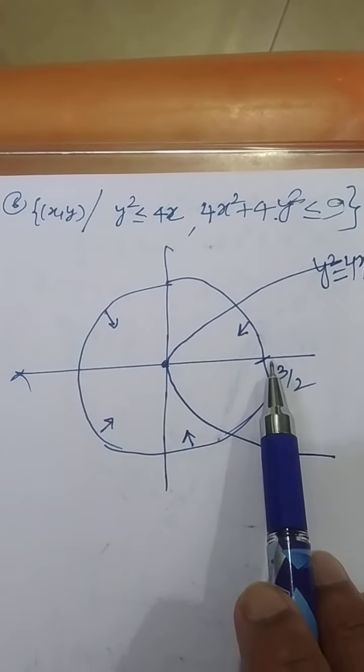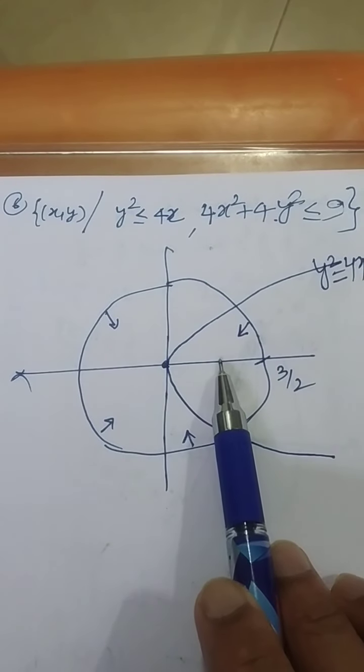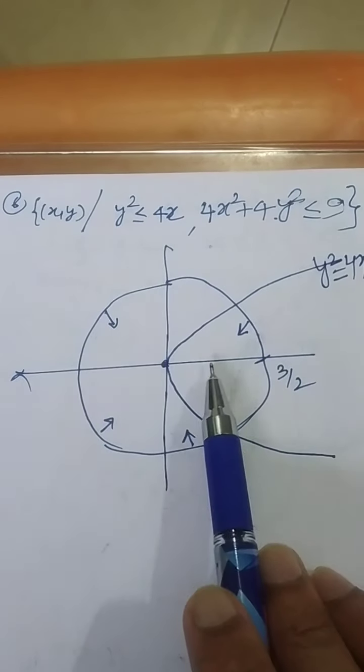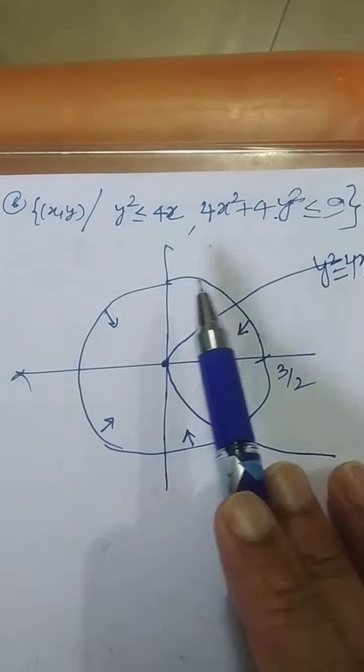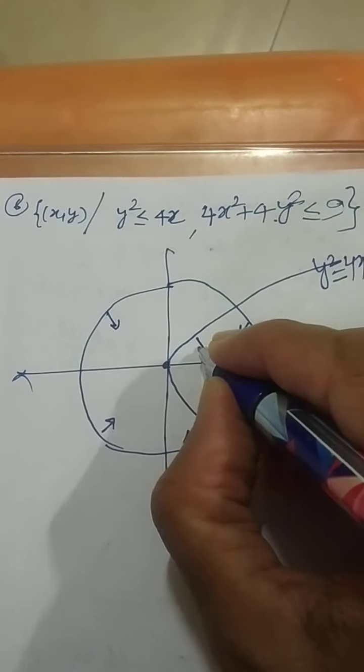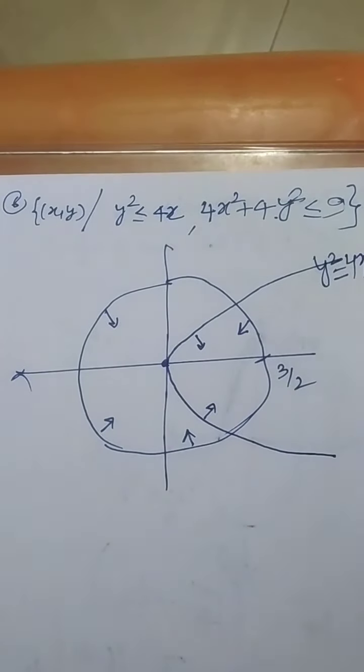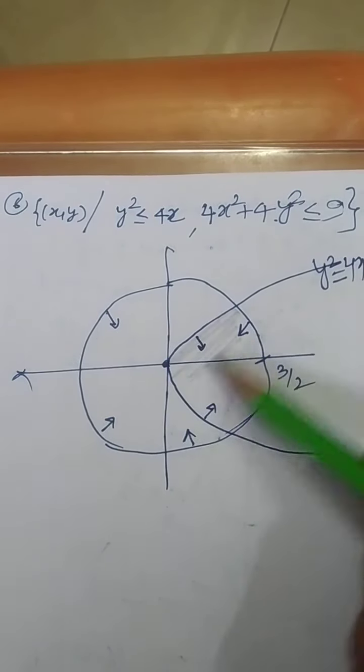So I cannot take this point 0 and 3 by 2. Here one of the points is there, say 1. Let me put 1, 0. Do you agree? So it will be the interior of the parabola. So the total area which is asked in this particular question is nothing but this one.